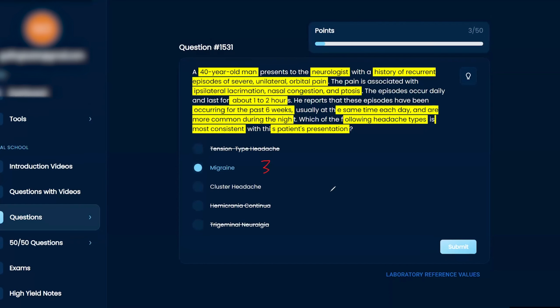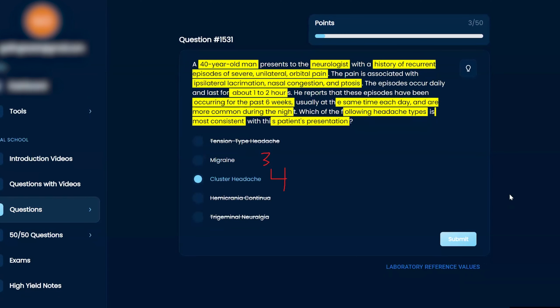Talk to me about what supports cluster here. To me, severe, again, unilateral and orbital pain. I don't know about lacrimation or nasal congestion. I actually don't know 100% if that falls one way or the other. One hour sounds better to me for cluster. And then he's a man. Men tend to get cluster headaches a lot more than women. I counted four pieces of evidence there. So as of right now, do you still want to keep migraine or do you want to move? No, I probably move to cluster then.